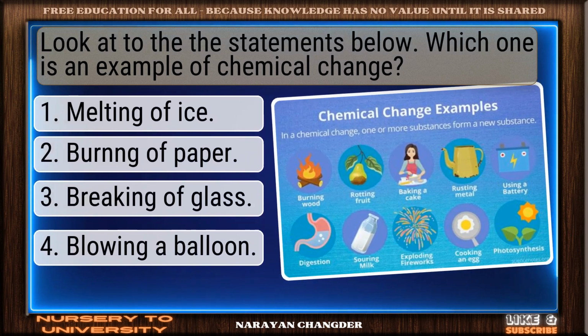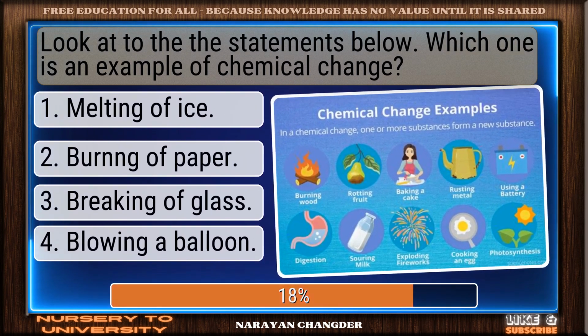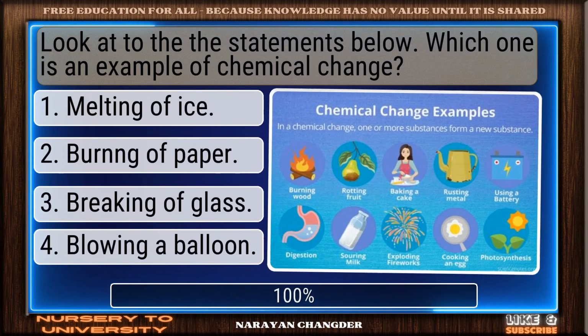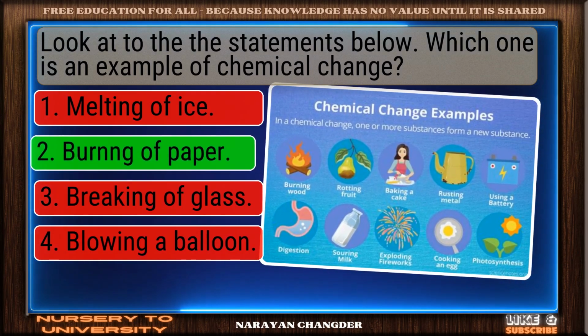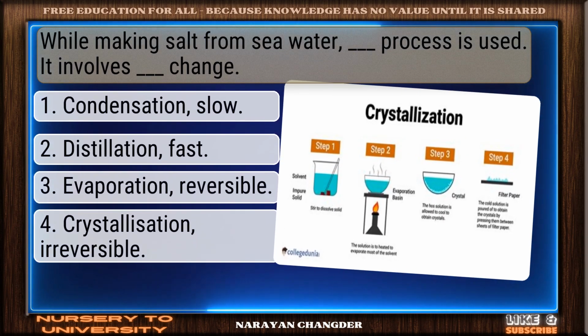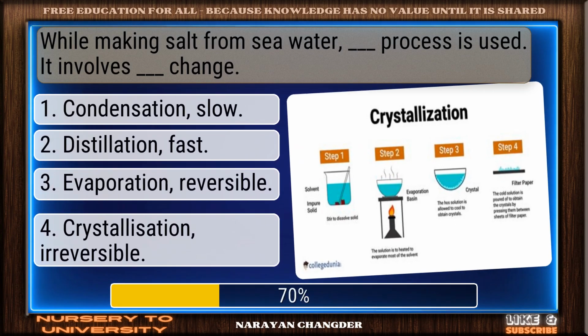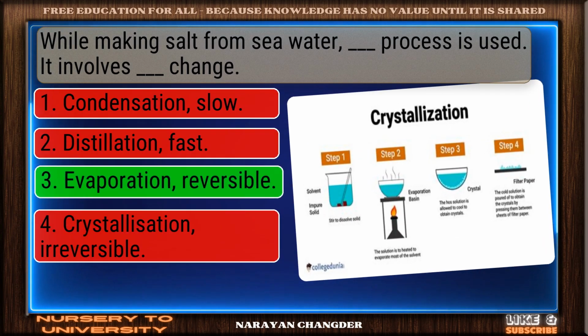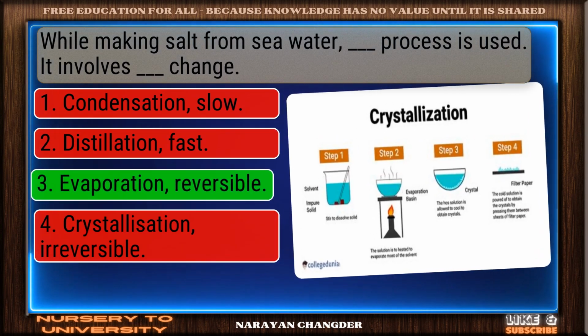Look at the statements below. Which one is an example of chemical change? Good job. Your answer burning of paper works well here. While making salt from seawater, dash process is used. It involves dash change. Well done. Evaporation, reversible is the right choice.